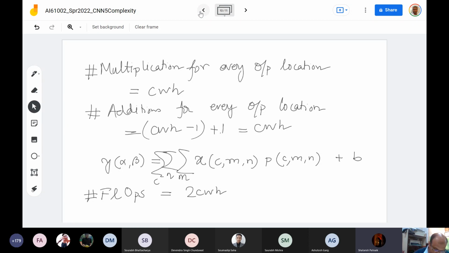So over here in this part of summation, how many addition operations will you have to do? So I have CWH number of elements. Yes, sir. So how many times do I need to add in order to get a sum total of CWH number of elements? Okay, sir, I got it. CWH minus 1 and then again add 1 bias. Yes.